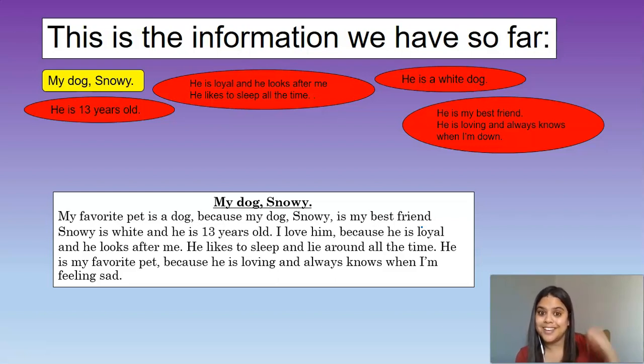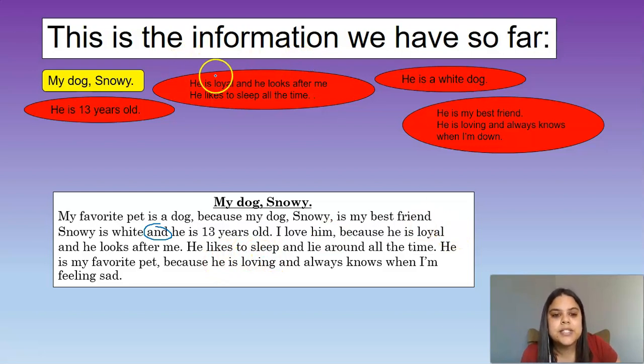Remember the topic was, name your favorite pet. My favorite pet is a dog and it's Snowy because he's my dog, okay? Snowy is white and he is 13 years old. As you can see, I joined 13 and white together with an adjective over there, and. Okay, so Snowy is white and he is 13 years old. I love him because he is loyal and he looks after me. There's that part, okay?